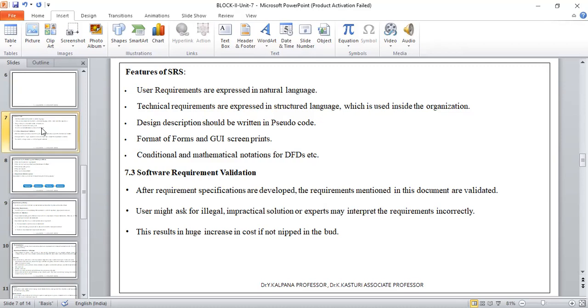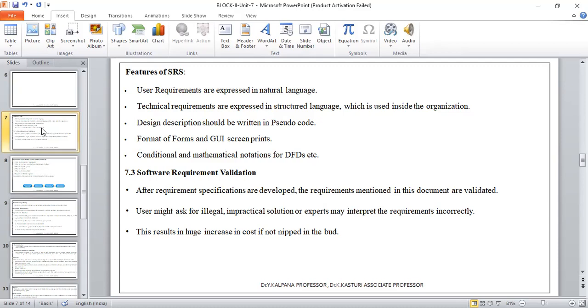Okay. What happens if software requirements are not validated properly? This results in a huge increase in cost and waste of time. And once again, coming back to the project, rework is needed. Therefore, to avoid this, we are going to do the software requirement validation.